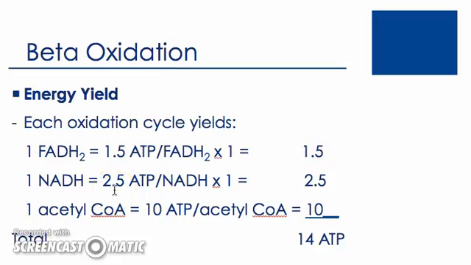Also through the electron transport chain, an NADH produces 2.5 ATP, and 1 acetyl-CoA, going through one turn of the Krebs cycle with the production of 3 NADH molecules and 1 FADH2, produces 10 ATP. So in total, one beta oxidation cycle yields 14 ATP.